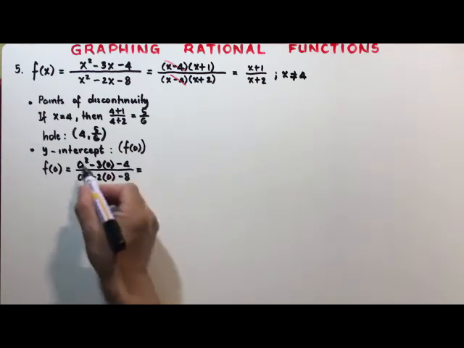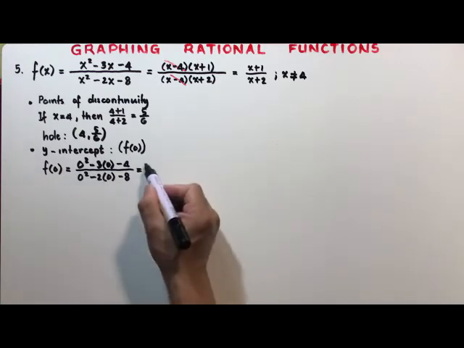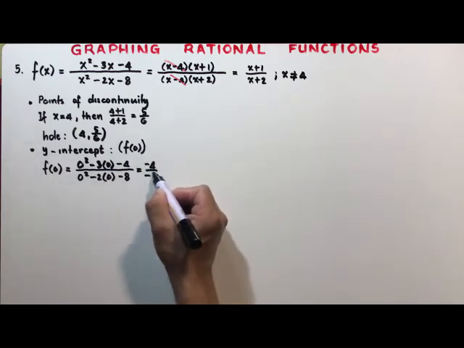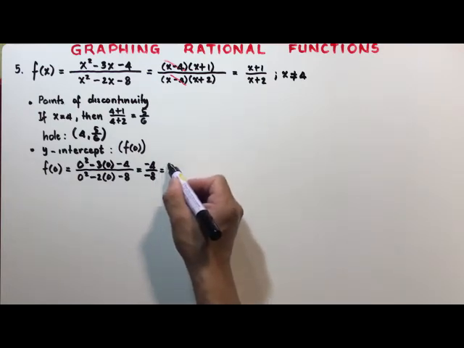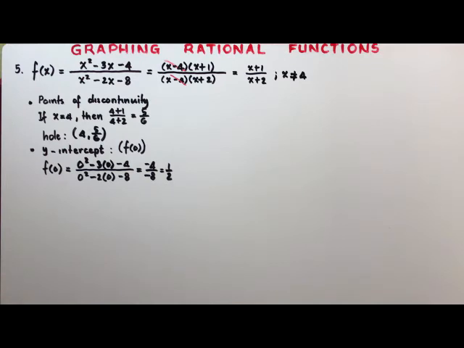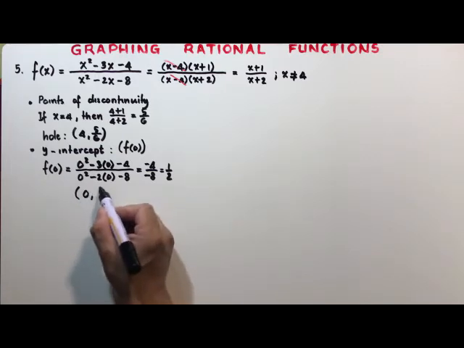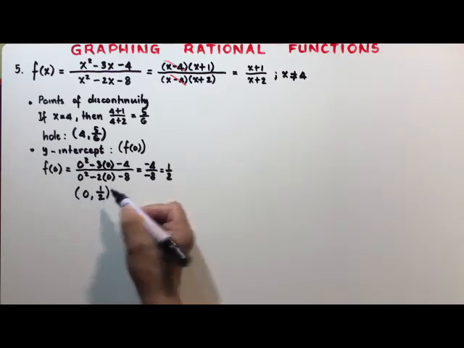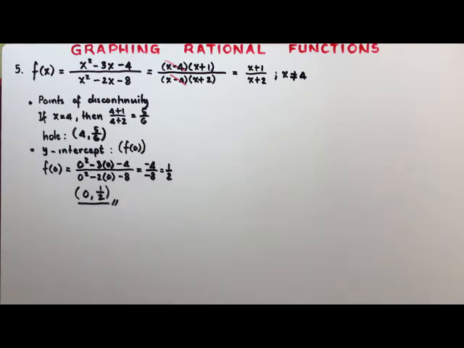And if you do the simple arithmetic, these zeros go away, what will remain is negative 4 over negative 8. And a negative divided by a negative, that's positive. So this is positive 1/2, if you reduce 4 over 8. So our y-intercept occurs at (0, 1/2). So this is now our y-intercept. Now remember that in a function there must be at most one y-intercept.